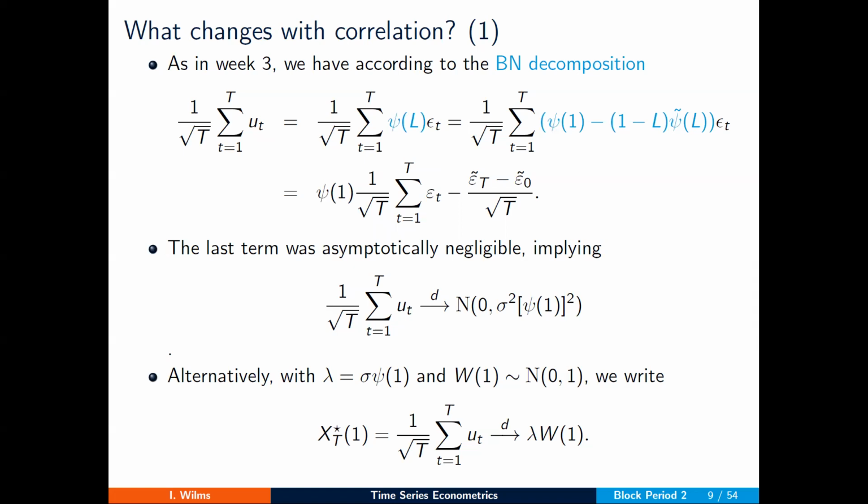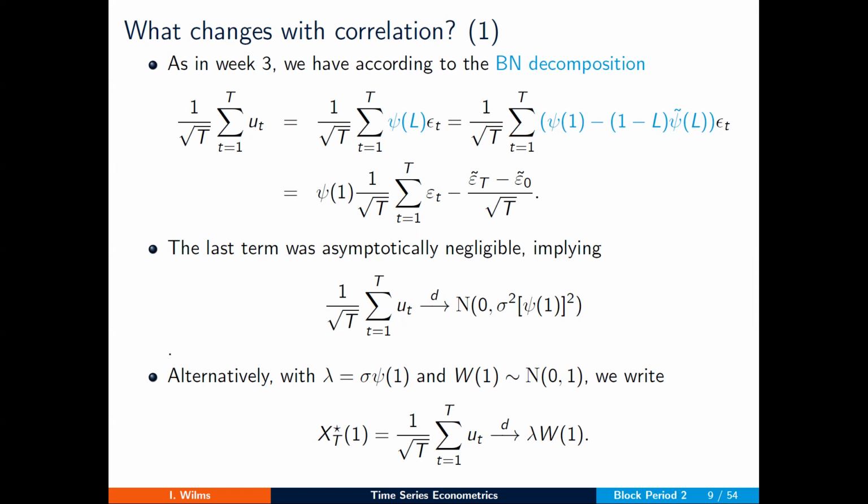And this is nice. Why? Well, this is nice since it is made up only out of IID errors. So we know that this first term converges in distribution to a normal with asymptotic variance sigma squared, the variance of the IID errors. And then we just need to pre and post multiply by the probability limit of psi(1), which is nothing more than psi(1) itself since it's scalar.